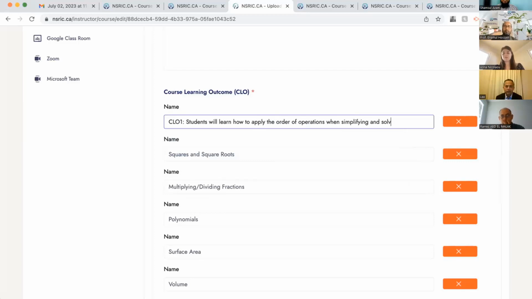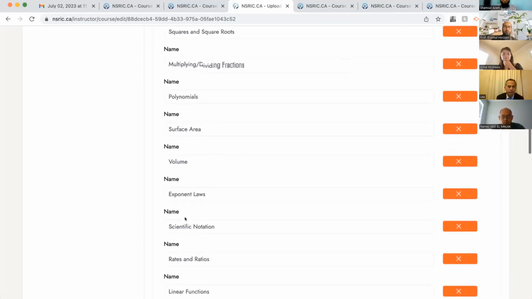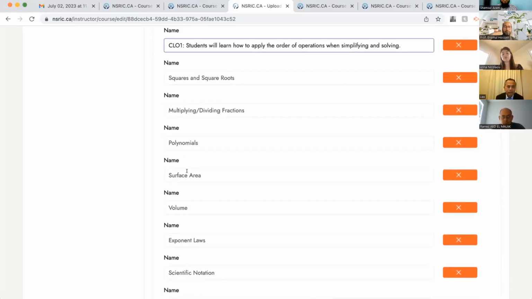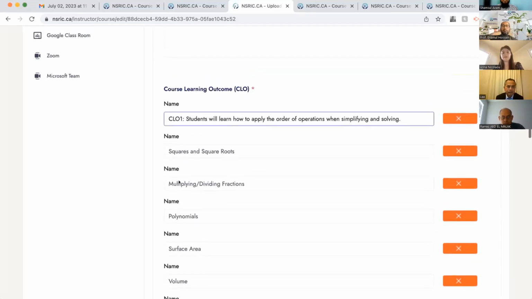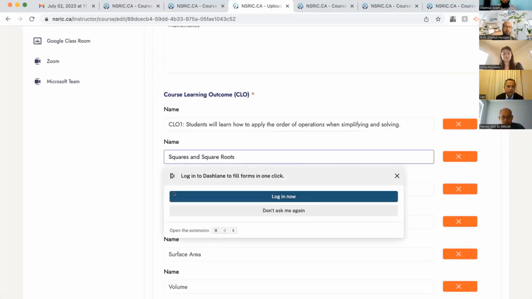Right? Because that's a little bit more clear, as a full sentence, of what the learning outcome is. And then I would just go through all of these, maybe combine some of them, like maybe surface area and volume could be combined into the same learning outcome because those are similar, that kind of thing. And then we have those there.